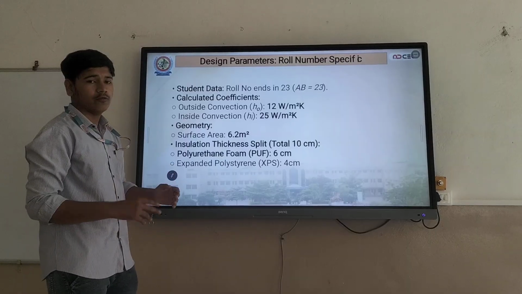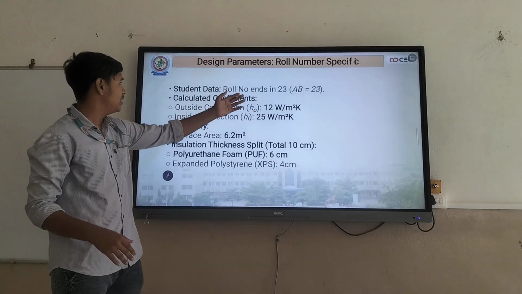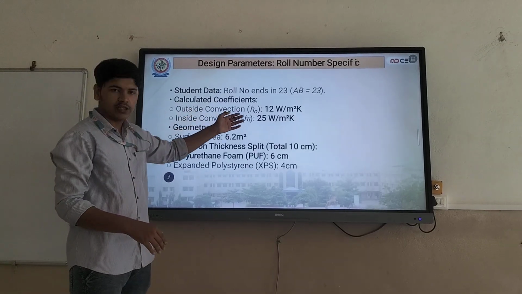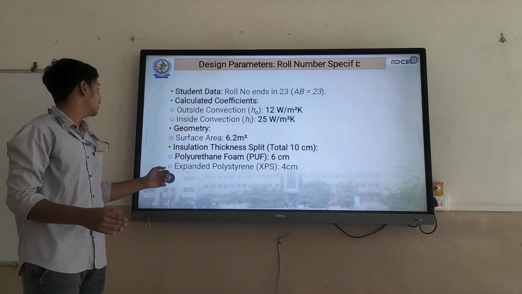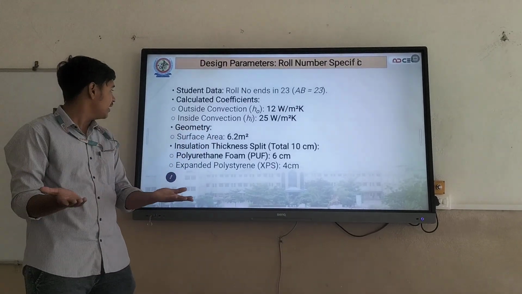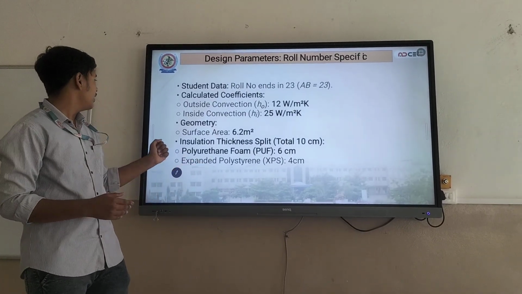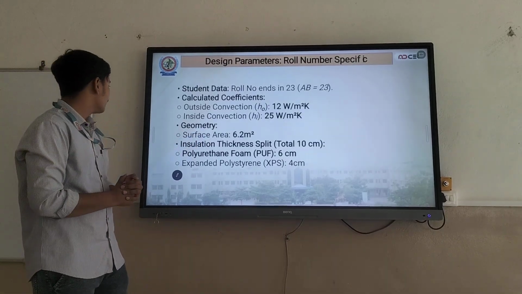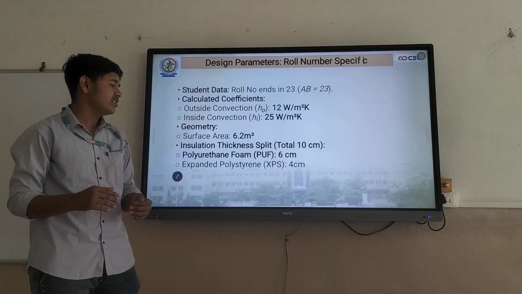Design parameters from my roll number. My roll number is 23, so we take AB is equal to 23. Convection coefficients: outside convection is 12 and inside convection is 25. Geometry: surface area we take as 6.2 meter square, and the insulation thickness is 10 centimeters in total. Polyethylene foam is 6 centimeters and extruded polystyrene is 4 centimeters.